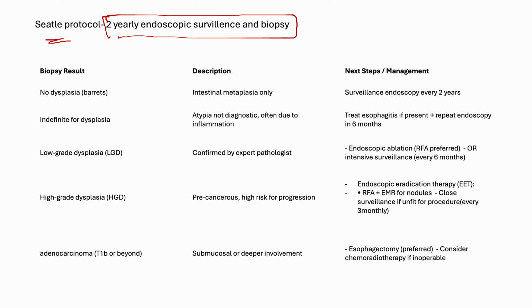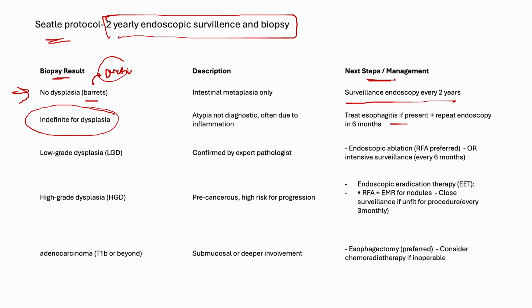And this is a small table. It's very easy to understand. Just go through it. These are the biopsy results and the next step of management. If there is no dysplasia, like in Barrett's, or there's only metaplasia, then we're gonna keep the surveillance endoscopy every two years. If it is indefinite for dysplasia, meaning there's nothing conclusive, atypia is there, but it is not diagnostic of either dysplasia or adenocarcinoma, then we need to treat esophagitis first and repeat endoscopy after 6 months.